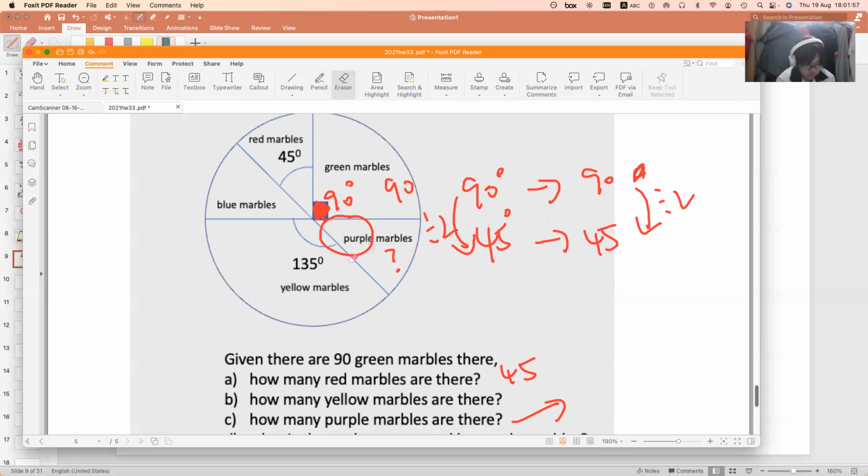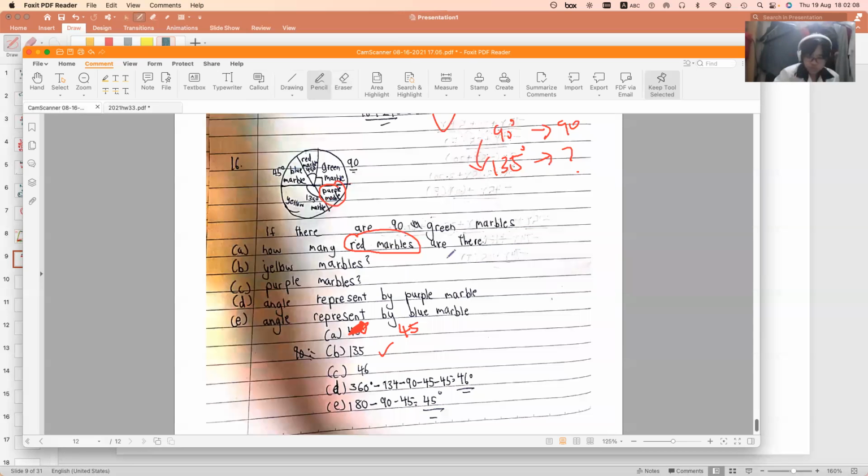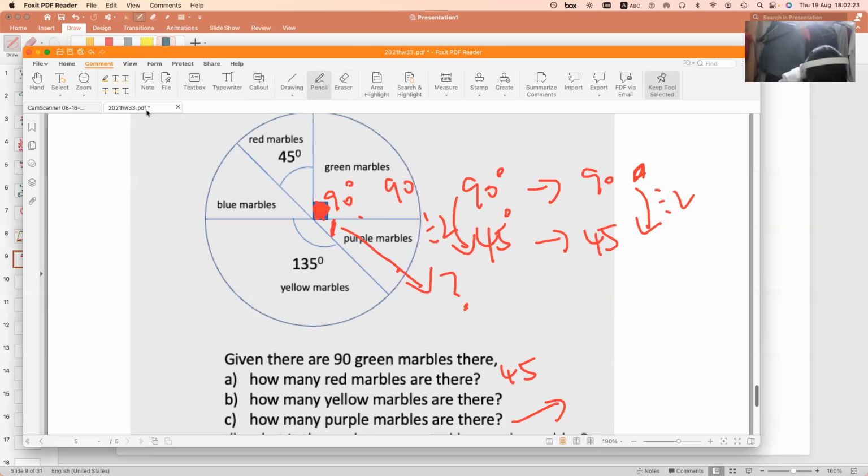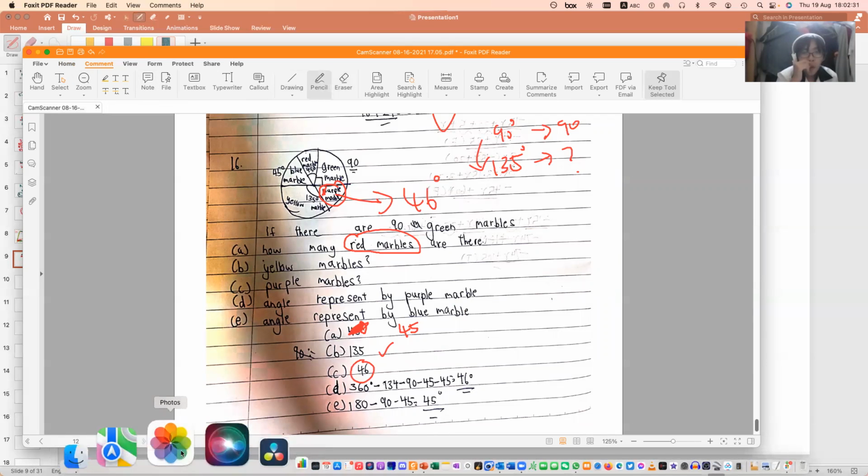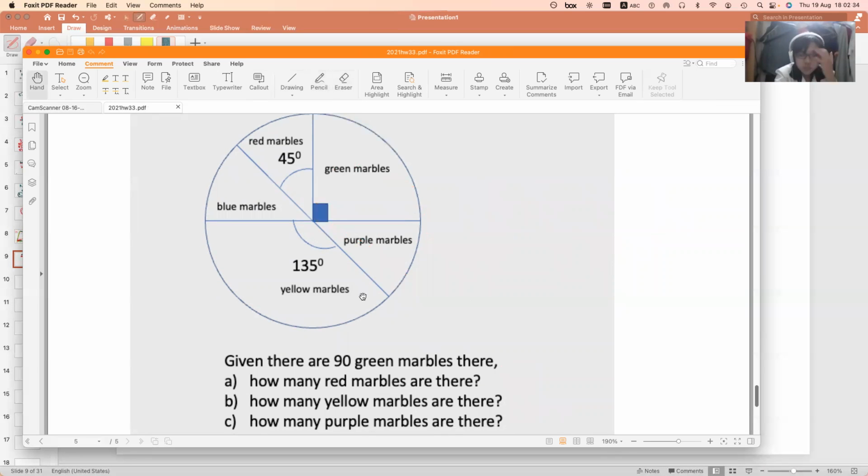6. 你在说什么? I ask you, they ask for purple, right? Purple, what is the degree here? What 6 you are talking about? Purple marble is 46? How do you get 46 degree? Shami, listen up. I get very pissed off with you. Answer my question. How do you get the number of marble here?